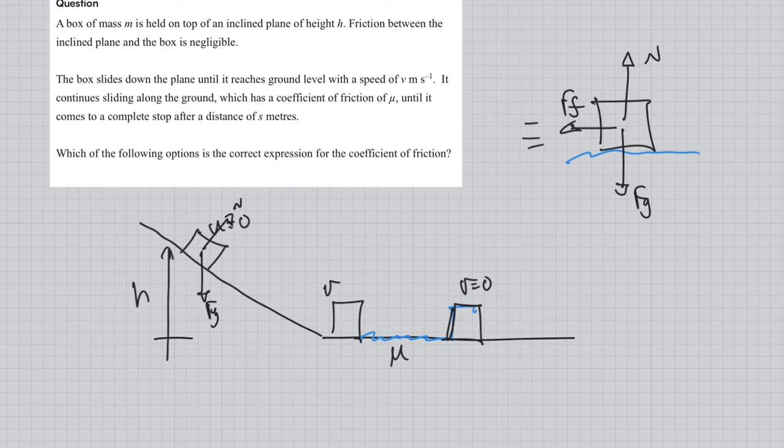So let's look at how we could apply energy to this scenario. At the top, we're going to have energy potential due to gravity. At the bottom, that energy is going to turn completely into kinetic. And at the end, our energy is essentially 0. We've lost all that energy. That's because during this portion of my motion, there is work being done by friction. It moved some distance s, and so we're going to have work there.